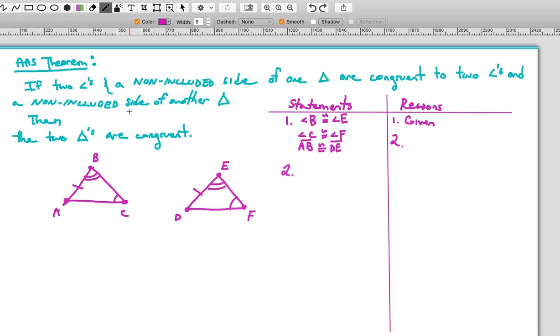AAS Theorem. It says that if two angles and a non-included side of one triangle are congruent to two angles and a non-included side of another triangle, then the two triangles are congruent.